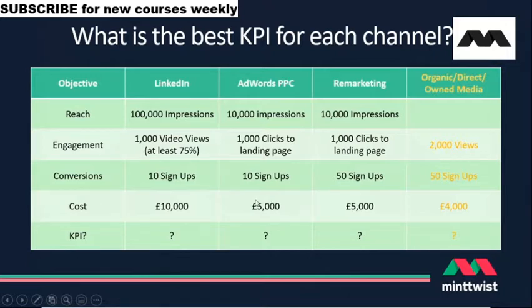AdWords, it's the cost per click, because we're trying to motivate as many click-throughs onto the landing page as possible. In this case, it's 5,000 divided by 1,000, which is £5 as a cost per click. And then remarketing, what's the KPI? Well, for this one, it absolutely is cost per conversion. The whole point of doing remarketing is we want to convert as many of the audience as possible. So cost per conversion is the KPI here.